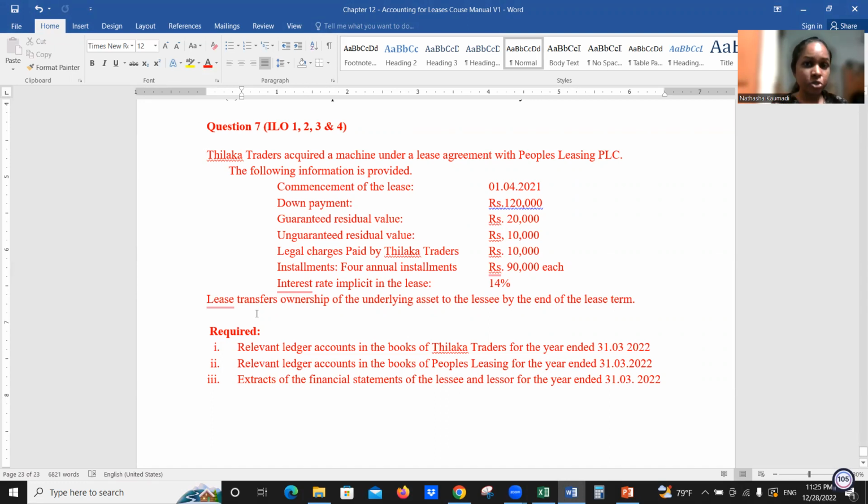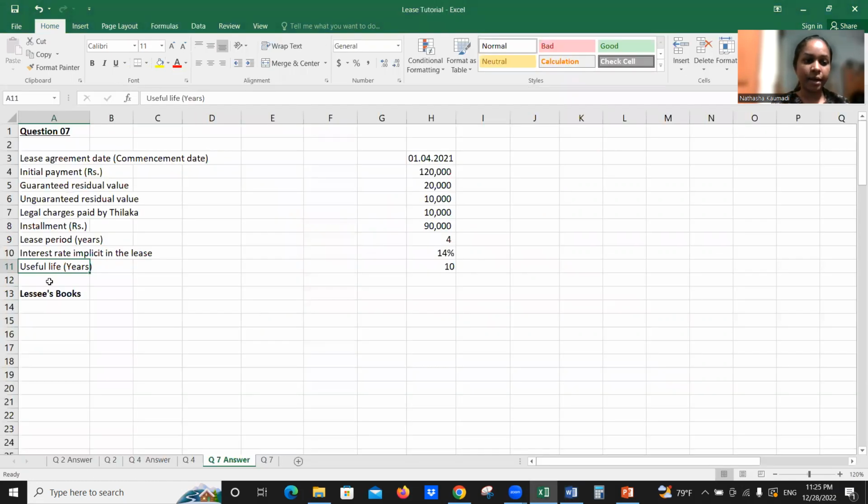Then what should be used to compute the depreciation? You need to take the useful life of the machine. The life of the machine is not given in the question. That's why I have used this. So when you do this question, use this. Useful life is 10 years.